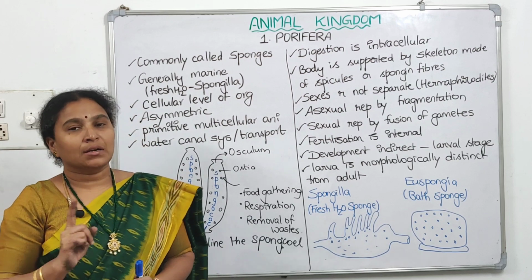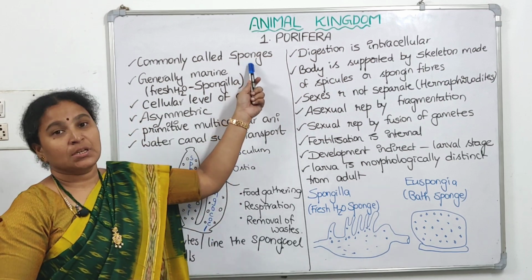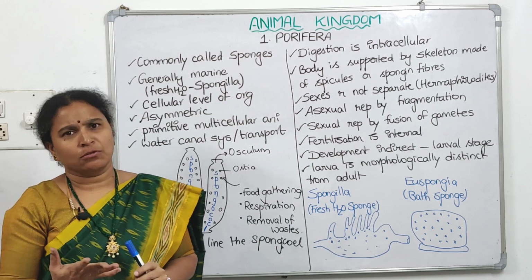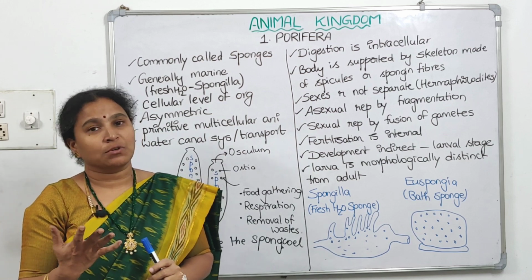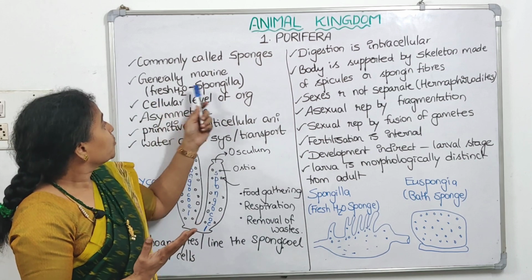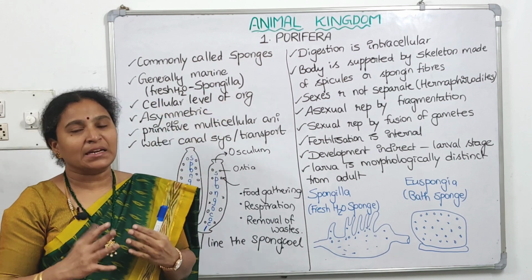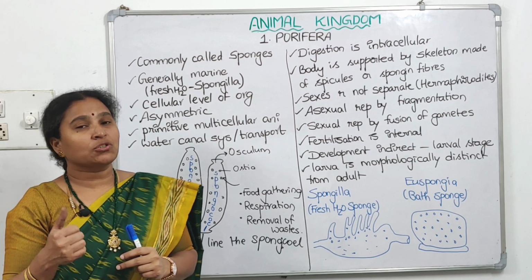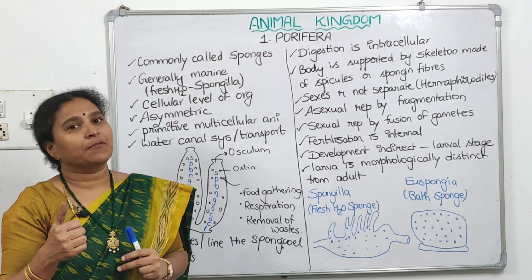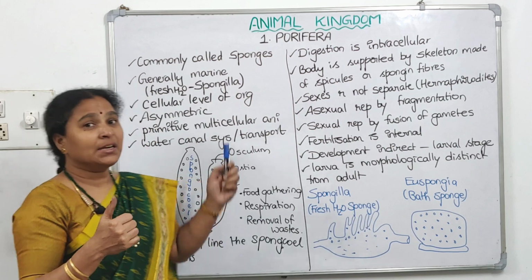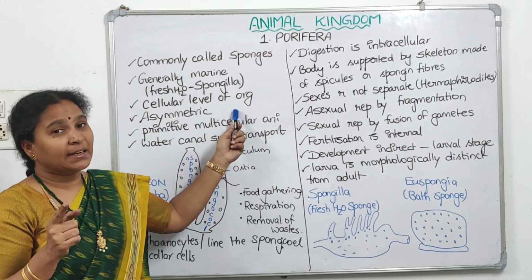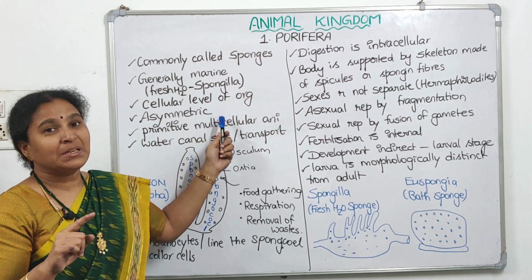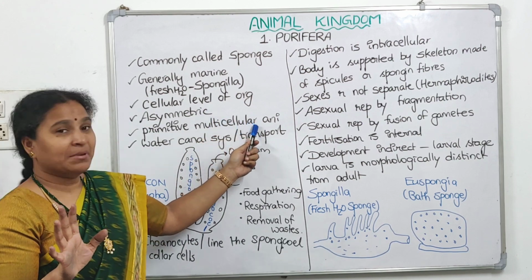Now Porifera, they are commonly called sponges. Poriferans are generally marine, though freshwater forms are also there. If they ask for an example of a freshwater sponge, it is Spongilla. Remaining are marine. Now it's the first phylum, so the level of organization should be the starting one, that is cellular level of organization, loose aggregate of cells, right? And talking about symmetry, they are mostly asymmetric, we told. And it's the first phylum, the primitive multicellular animals.